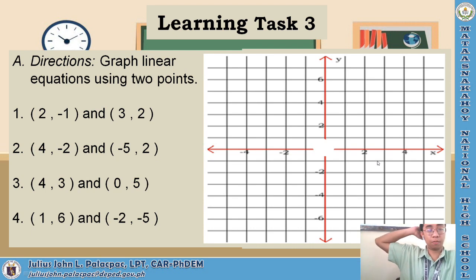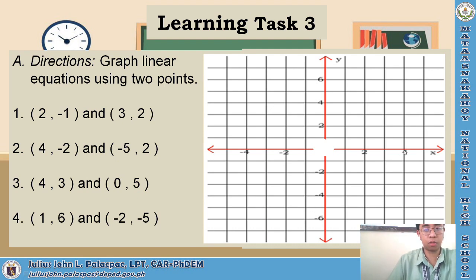Number 2, we have +4, -2. So +4 here on x, -2 will go down. So here, we have -2 here. So this is the first point. And then the second point is on quadrant 2. So we have -5, 2. So here and here, connect those points to have a graph.